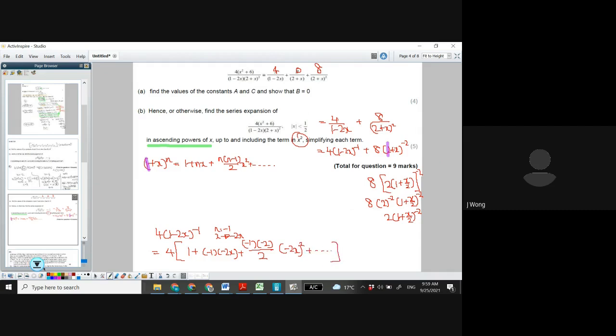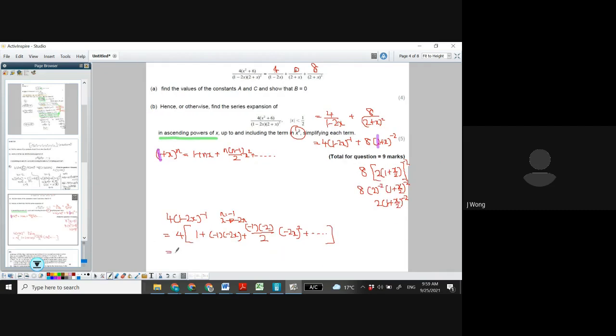Okay, so let's simplify that. So I have 4 bracket 1 plus 2x. So 2 divided by 2 goes out as 1, 4x squared. So I'll have 4 plus 8x plus 16x squared for the very first one.